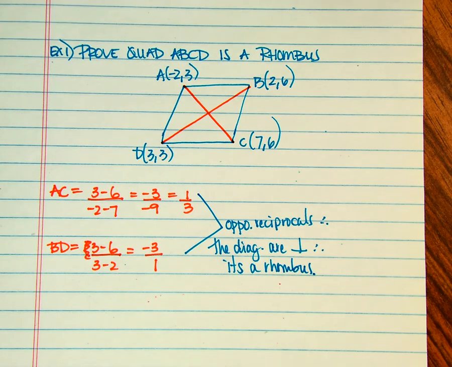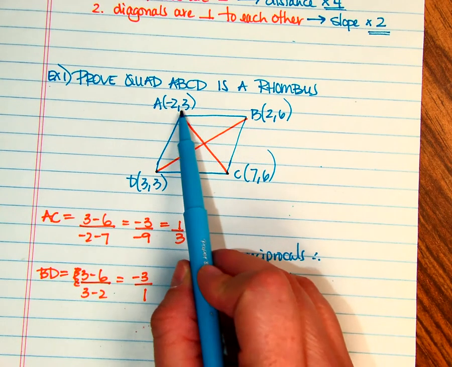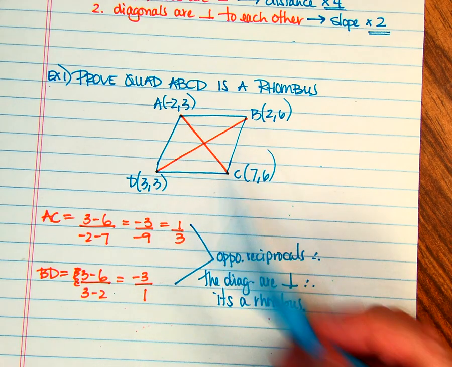Okay, if we use the distance formula, we would find that all 4 of these segments would in fact be congruent, which again is just another way of making it a rhombus.